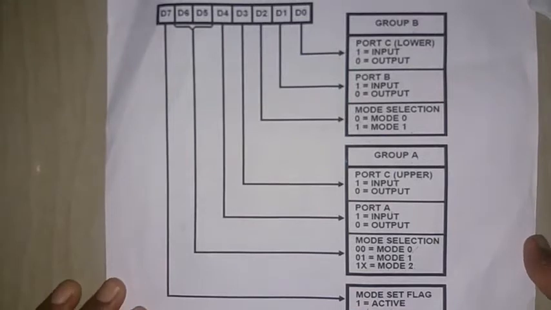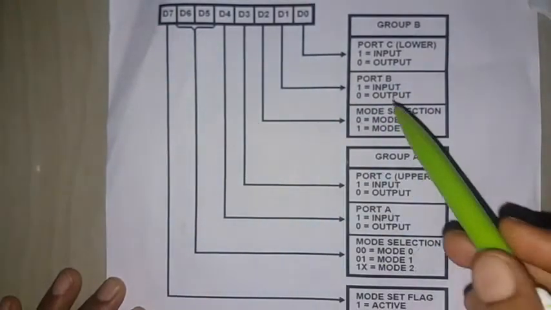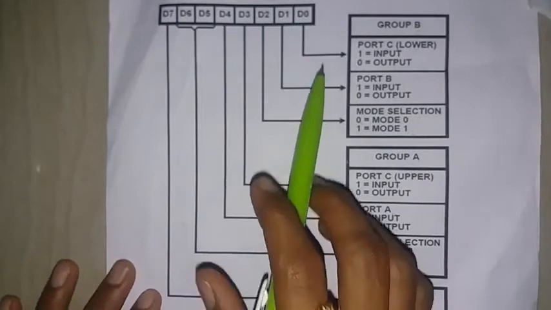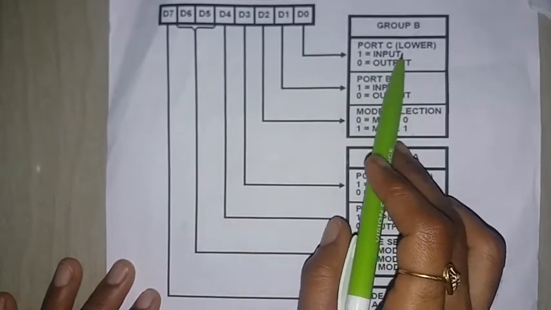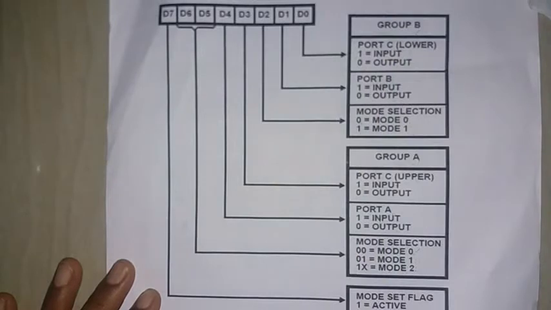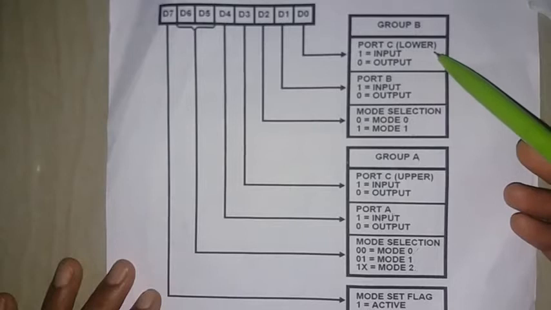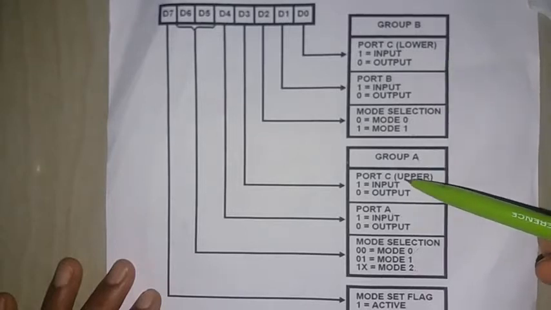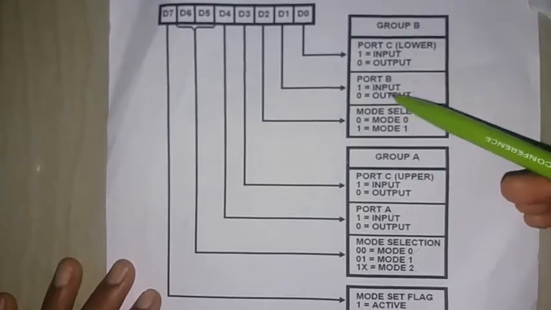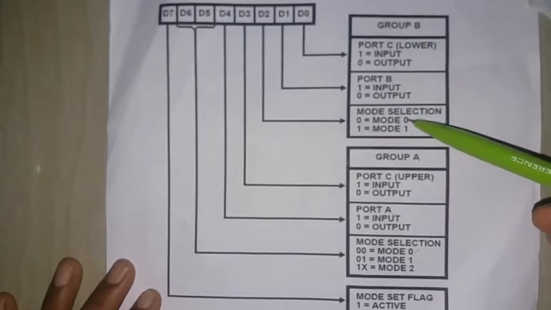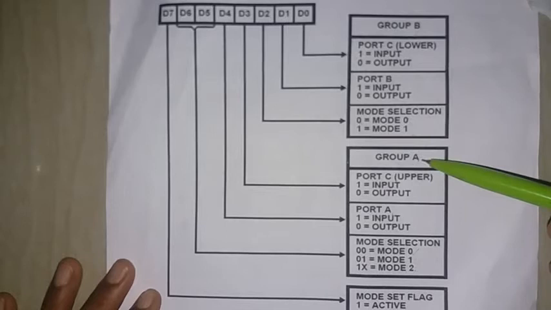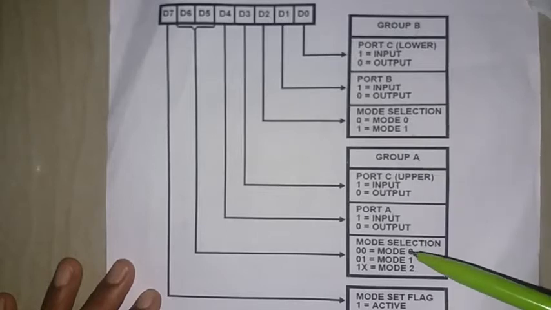Next mode is I/O mode, and this is the control word format for I/O mode. If you see the first bit position, that is used for port C lower. You know that in 8255 block diagram, you may find group A and group B. Group A contains port A and port C upper. Group B contains port B and port C lower. And group B can be operated in two modes, mode 0 and mode 1. Group A can be operated in three modes, mode 0, mode 1, mode 2.